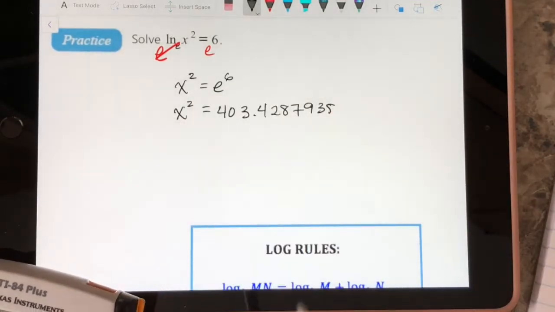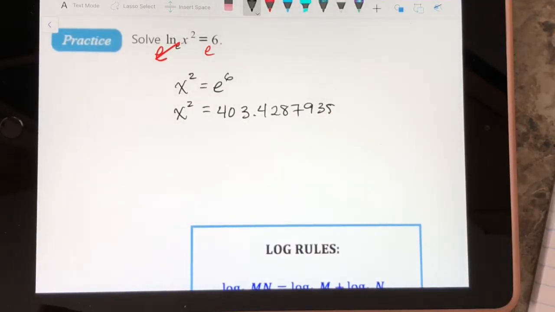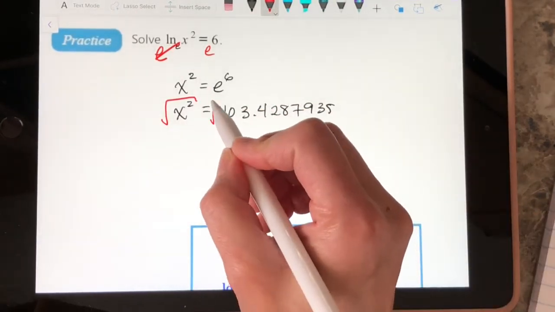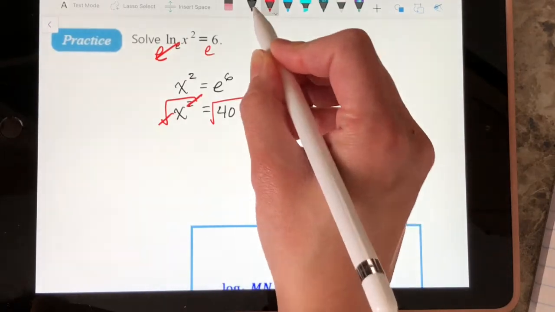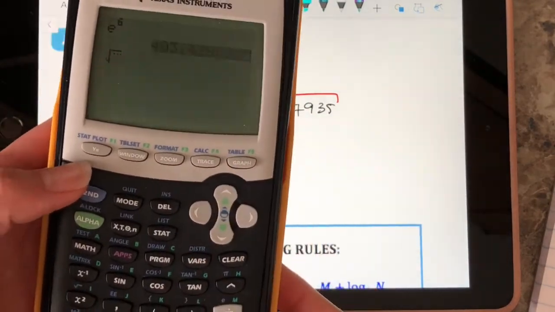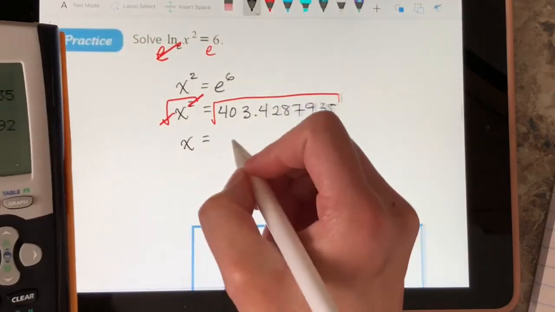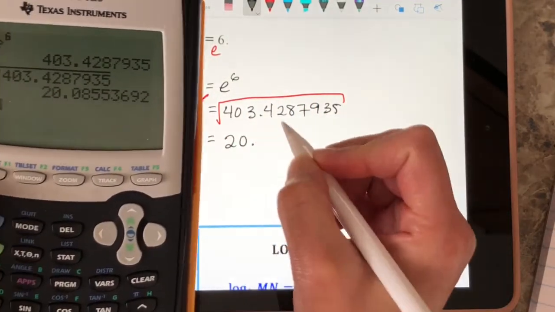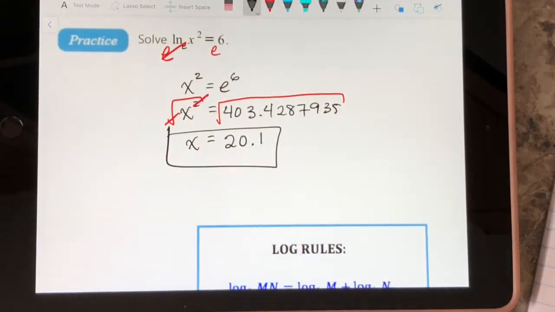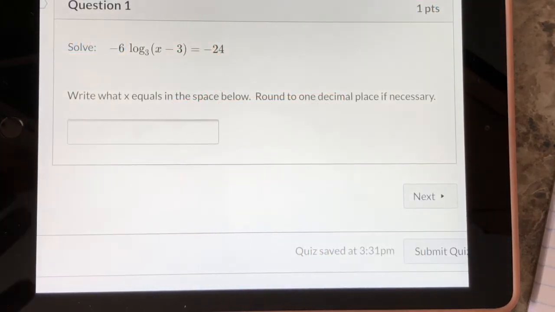So now I say, okay, well, x squared equals some big old number, 403.4287935. X is still not isolated. It's being squared. The opposite of square is square root. What you do to one side, you do to the other. Those cancel. X equals the square root of this number right here. And you get some cool decimal, let's round to one decimal place, 20.1. I got a numeric value to solve my natural log, which means I probably did something right if I got a number.